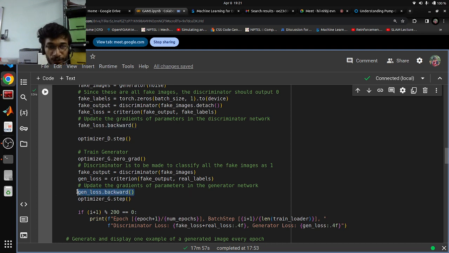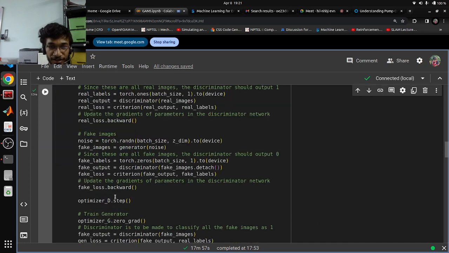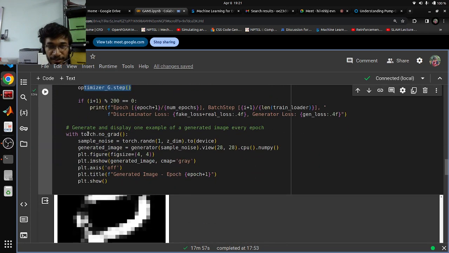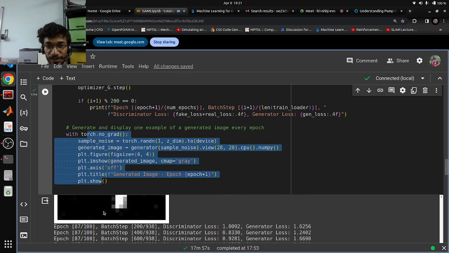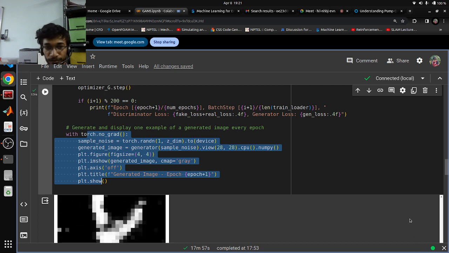And then we do the gradient descent for our generator's parameters, step them, and we keep on repeating this procedure. And here we are just going to see at each iteration what the generator's output is looking like.